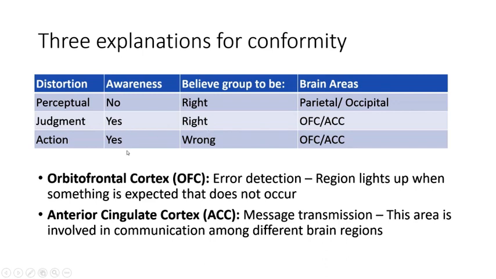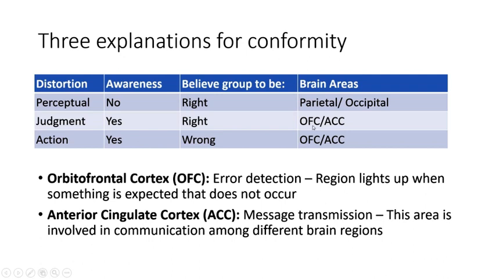And in the action phase, I am aware that the group is wrong. And yes, I believe the group is wrong. I might still go along with it anyway. So in all cases, the people are going along with the wrong answer, but the difference is in why. In one case, they truly believe the group is right. They're not even aware that there's a difference. They don't know, like me getting lost. In the second case, they're aware that there's a difference, but they think, well, probably the group knows more. Maybe the group has more expertise. And in the final case, I might go along with the group, even if I know they're wrong, just because I don't want to stir things up.